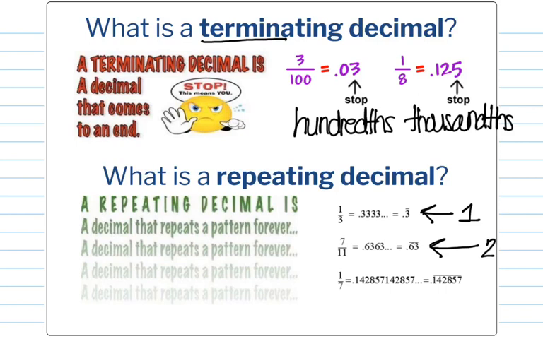And then the last example I wanted to share with you was 1/7, where you have 142857, 142857. So this time you have 6 numbers repeating. What I'm trying to get you to understand from this is that it doesn't matter how many numbers are repeating, as long as it's those same numbers over and over and over.